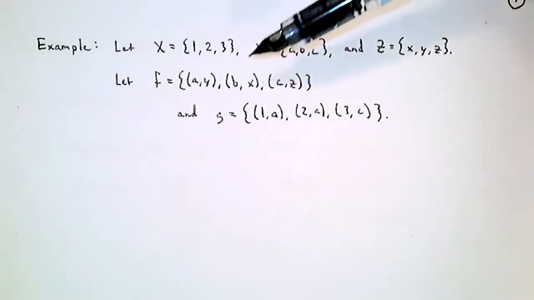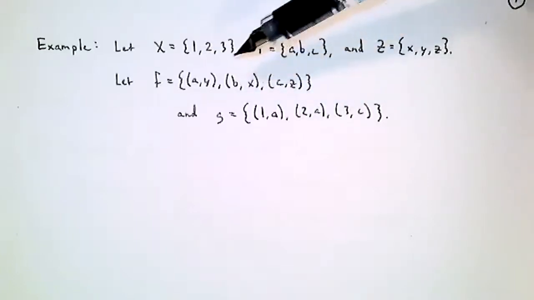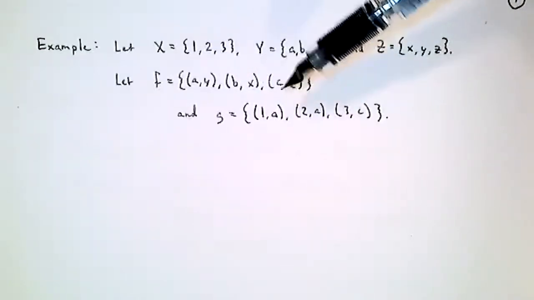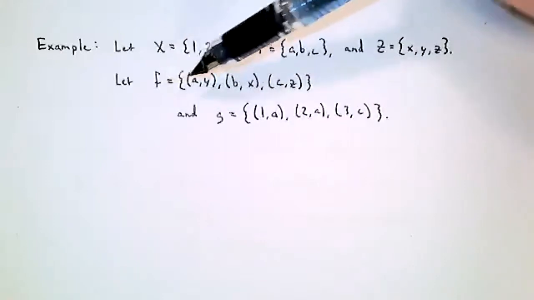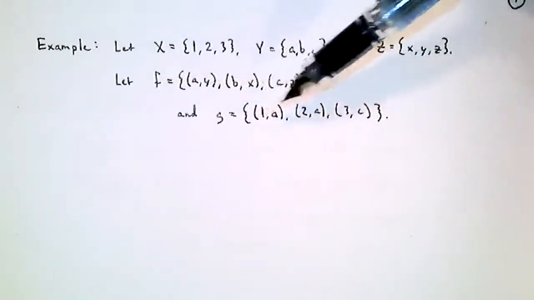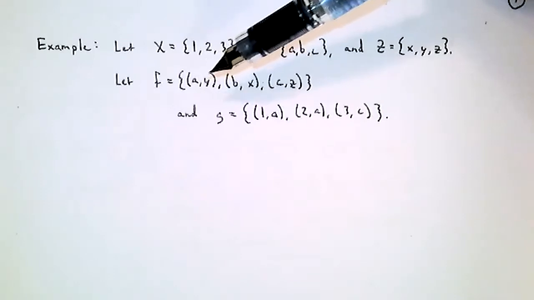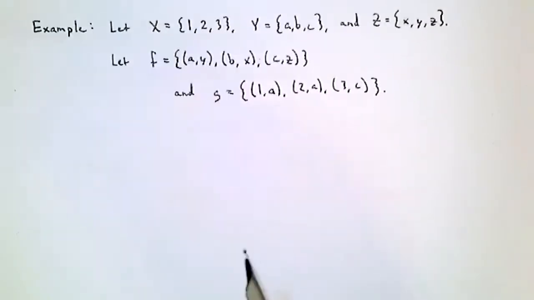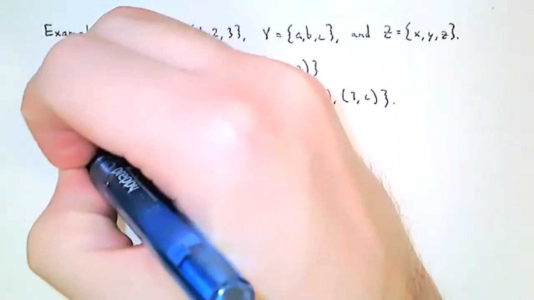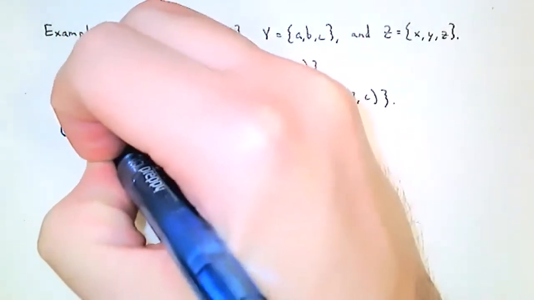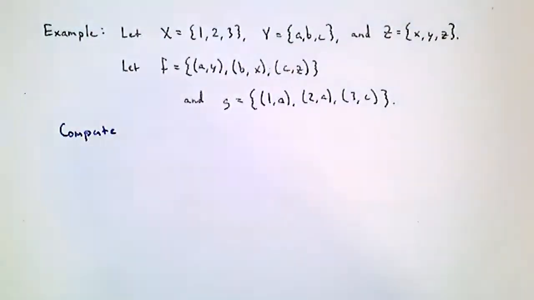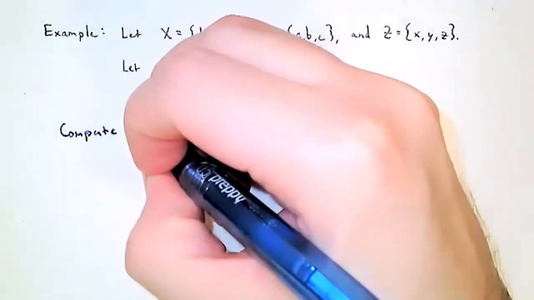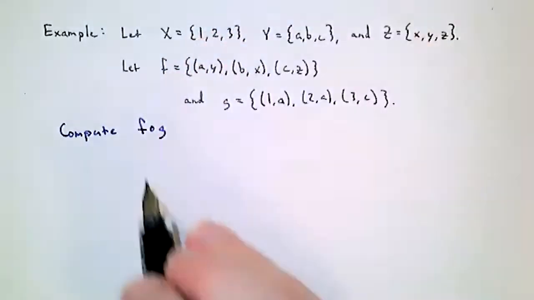And then I have two functions that we're going to compose together, these little sets of 3 ordered pairs. f is this set, g is this second set. And this tells us where elements get mapped. Okay. So what I want to do, like I said, is compute the composition f of g. So this is a new function.